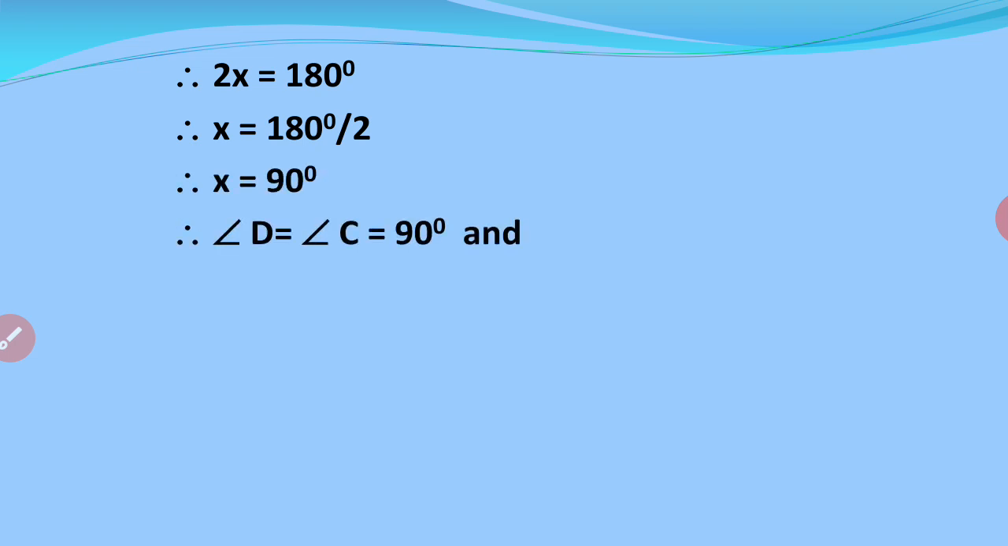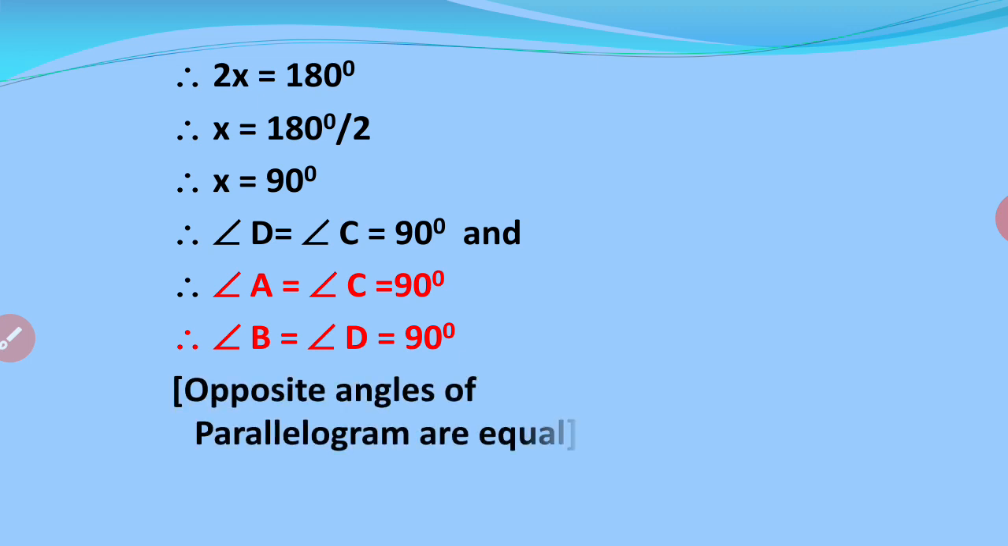So angle D, angle C is 90, angle A equal to 90. Actually when you check, all the angles will be equal to 90 degrees. And this is how we get the measure of all the angles. The fact is the parallelogram is a special case here, which is nothing but a rectangle.